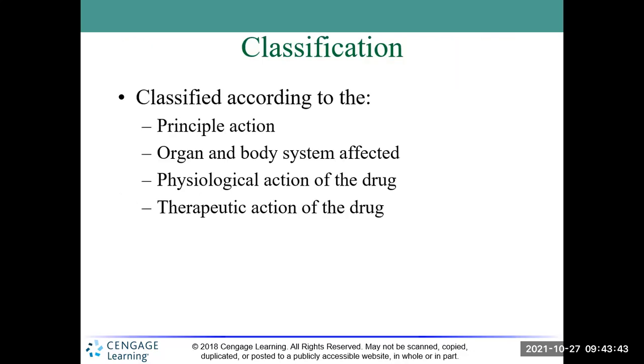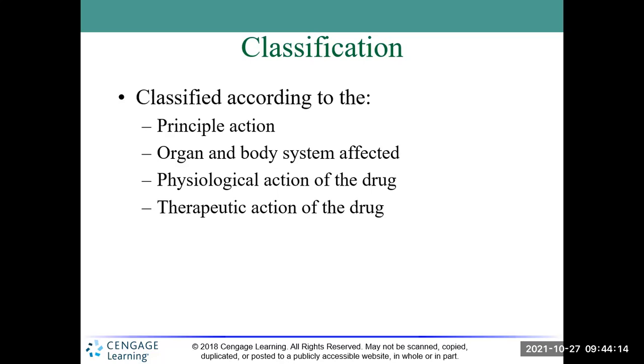And then classification is important, and a lot of those are named in just the categories. And so they'll be categorized either by their principal action. So an example of that would be all your beta blockers. So that's, you know, a cardiac medication, but it's also used for other things as well. But because it blocks those beta receptors, that is a beta blocker category.